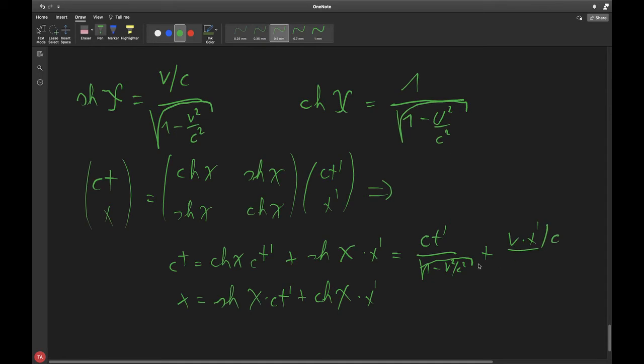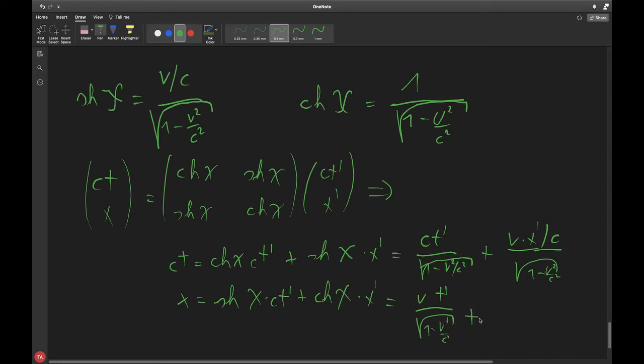So this is divided by c from here, and then the whole thing is divided by the square root of 1 minus v squared over c squared. And then here I have the sine first, so it's v over c times ct prime divided by c, so that those c's are erasing each other. And then I divide by the square root of 1 minus v squared over c squared.